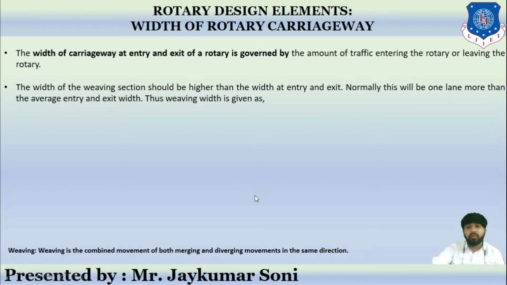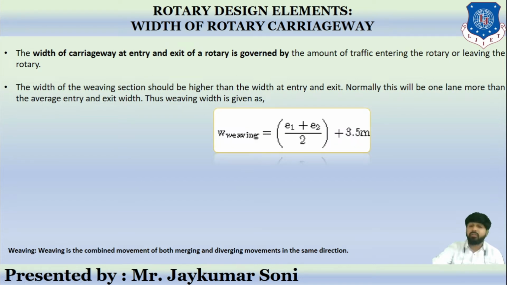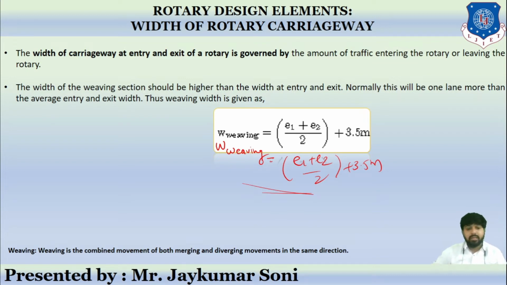Okay, then comes the width of rotary carriageway. The width of rotary carriageway is a different thing. The width of carriageway at entry and exit is controlled by what we have already learned. Now this is about weaving. This is written over here as W weaving equals E1 plus E2 by 2 plus 3.5 meters. Don't get confused, I will explain this in detail: the width of the weaving section should be higher than the width of entry and exit.